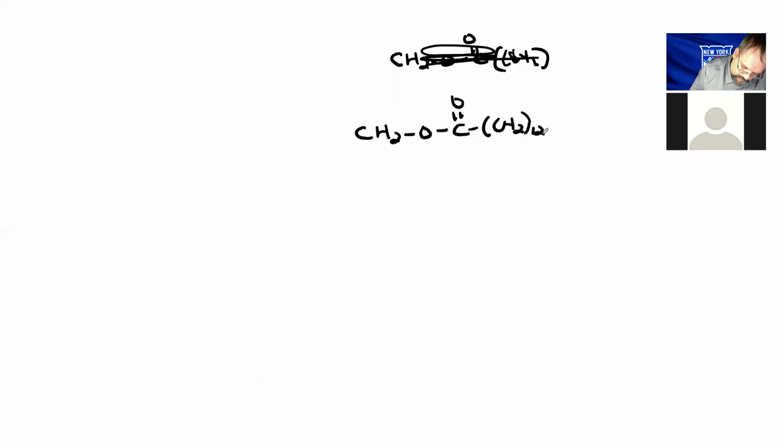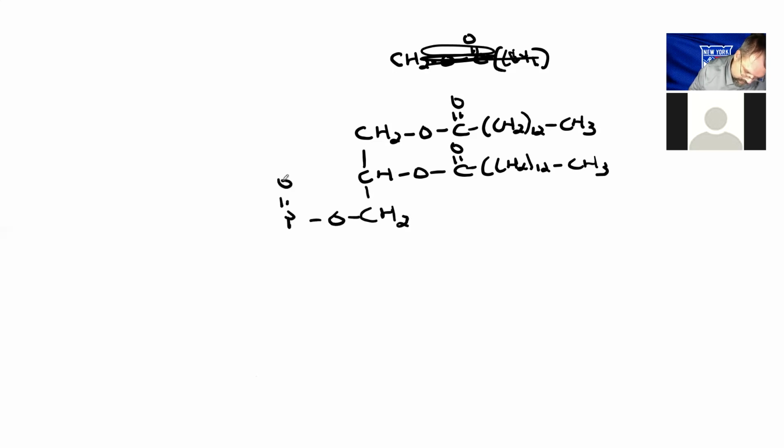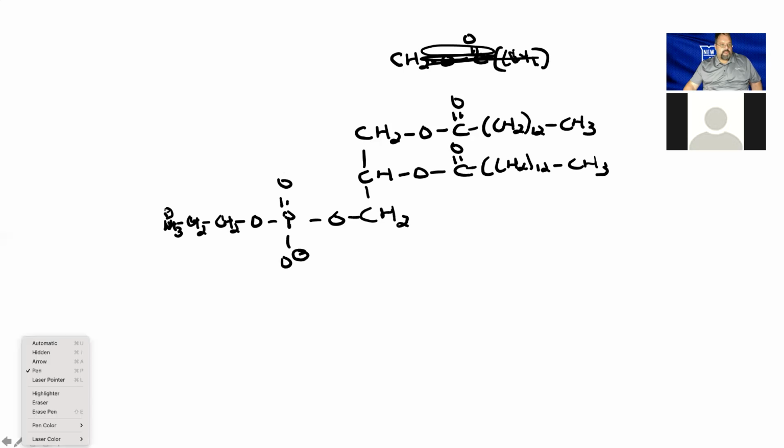Let's draw it. CH2O, CH3, CHO, C double bond, CH2O, CH3, CH2O, P double bond O, O minus, O, CH2, CH2, NH3. All right. Let me just see if I can draw the phosphorus just a little bit better.